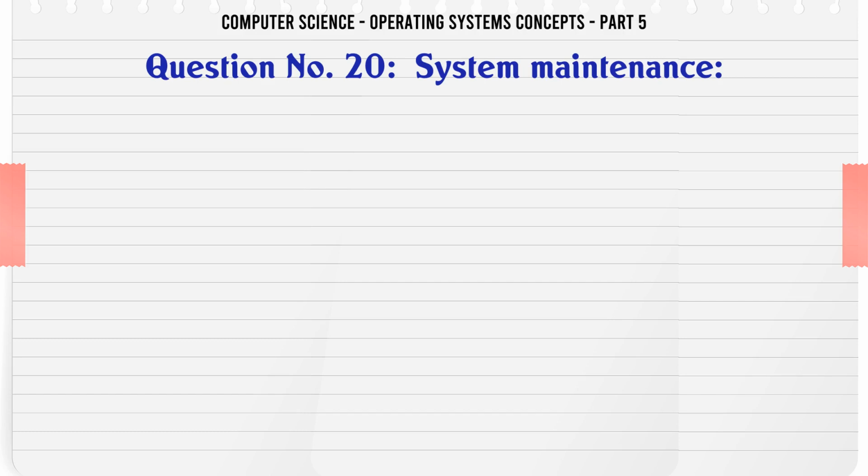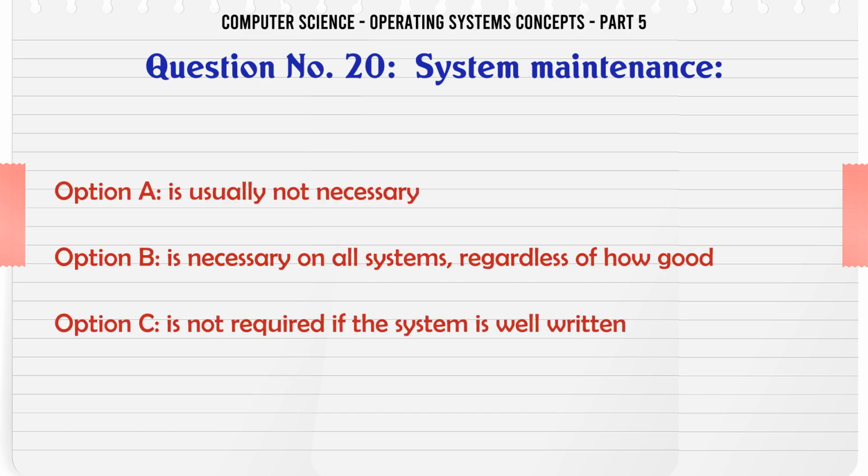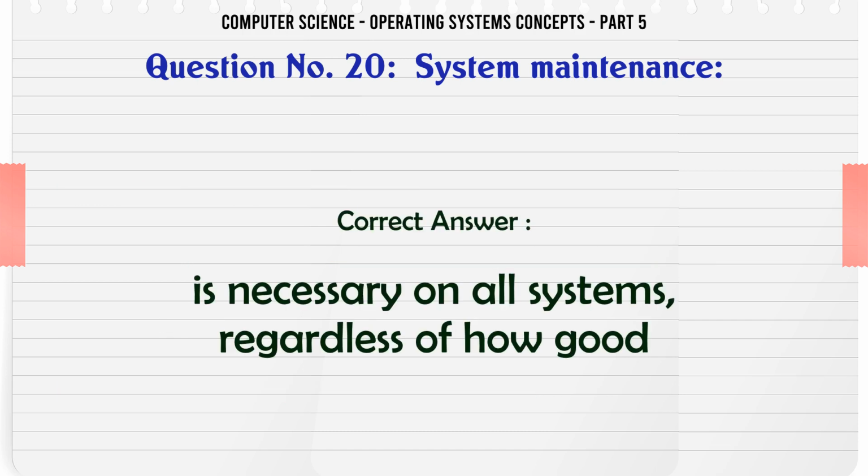System maintenance: A. Is usually not necessary. B. Is necessary on all systems regardless of how good. C. Is not required if the system is well written. D. Always requires several programs. The correct answer is necessary on all systems regardless of how good.